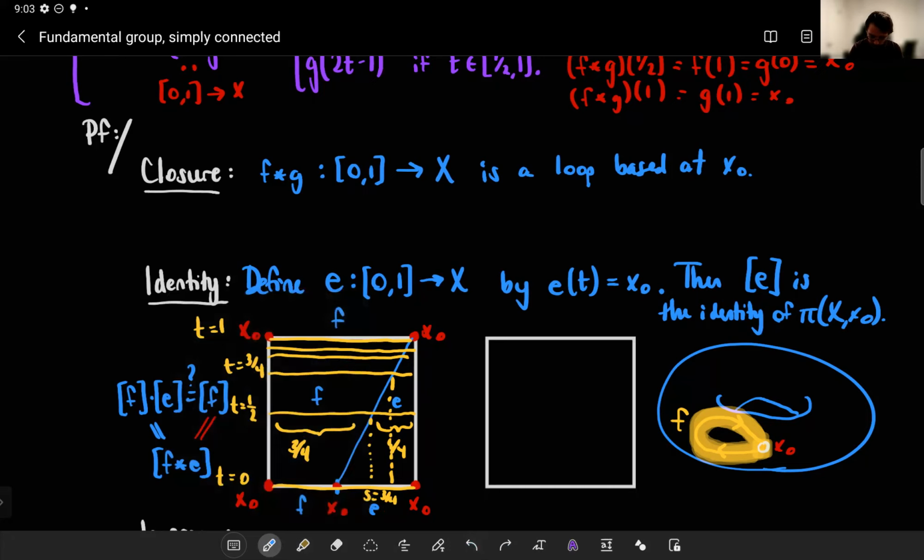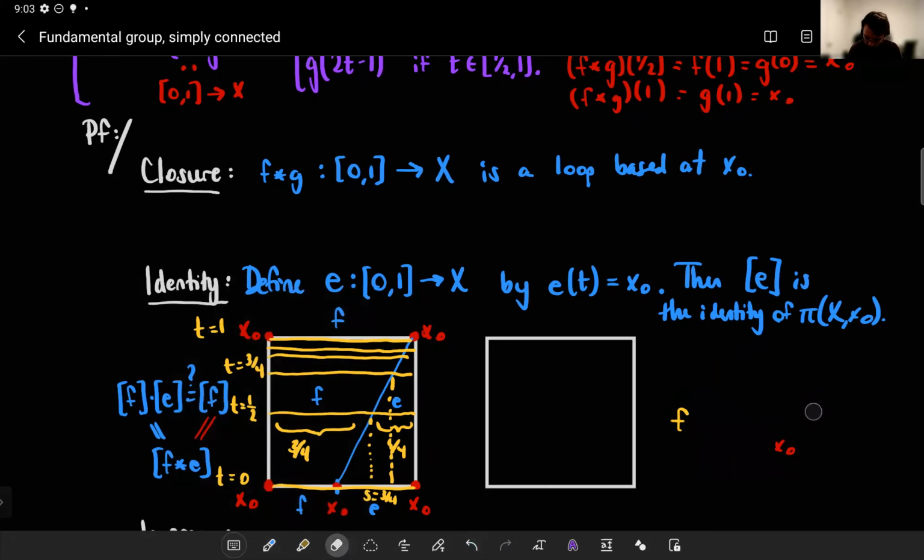Let's say I wanted to do the opposite. Let's erase this. So this shows me that E is at least a right identity. How do I know it's a left identity as well? Meaning if I take E, multiply it by F, do I get F? The answer is yeah. This time E is going to sit down here first. We're starting with E and then concatenating F on the end.